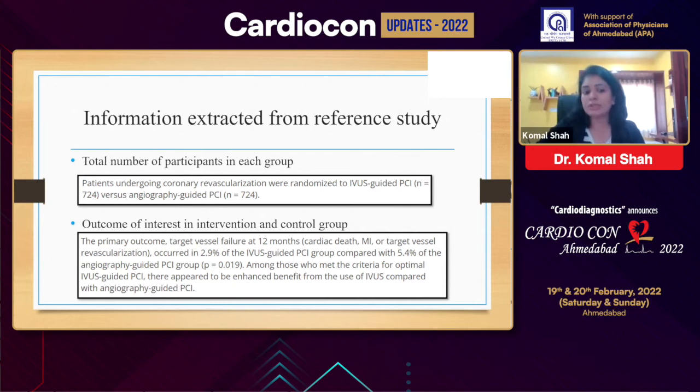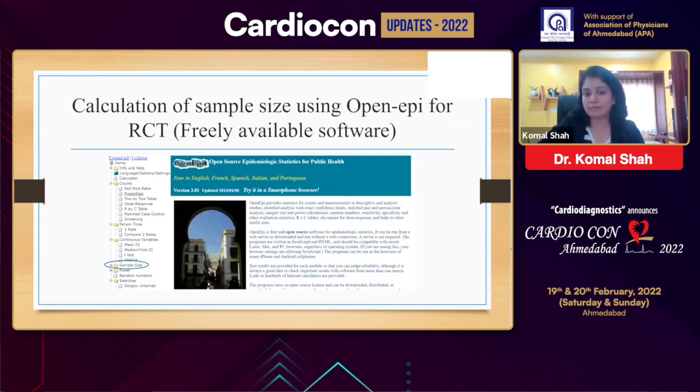So they found that in 2.9% of the individuals in my intervention arm, these events occurred, in contrast to 5.4%, which I'll be needing and using for my sample size calculation. Okay, so now moving ahead, what are we supposed to do with this information?